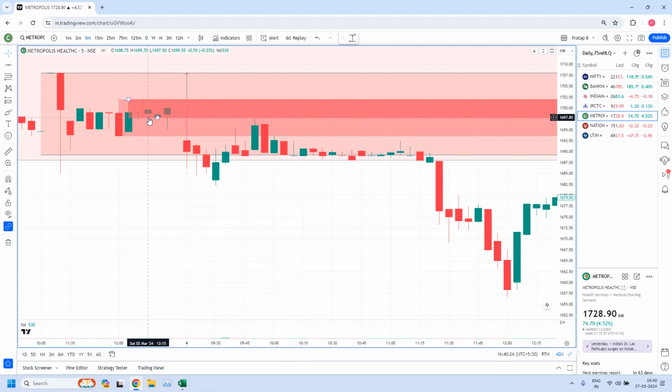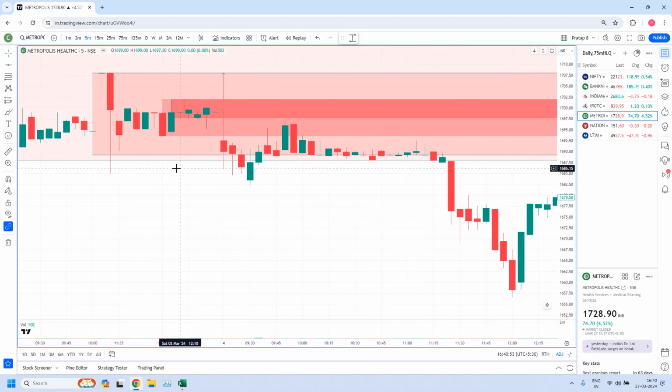When you are using institutional supply demand zones, you must make sure institutional participation is there in that zone creation. If a zone is created without institutional participation, better avoid that particular zone for your trade purpose. Mostly you won't get success in that zone. And your METROPOLIS is one such kind of zone.